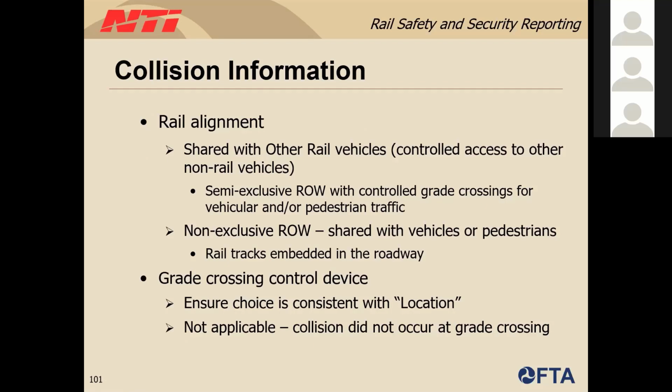Would be selected when the rail alignment consists of rail tracks that are embedded in the street and cars can drive over or pedestrians can walk over them in the same area that the transit vehicle travels. Neither of these options would be selected if the mode is heavy rail, since a heavy rail alignment would always be exclusive, except for two specific agencies.